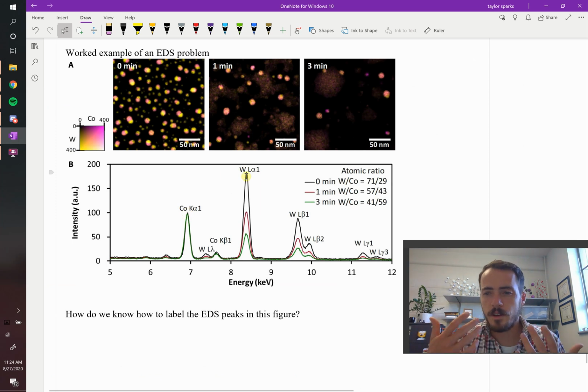So that's where these transitions come from. That's what the K alpha 1, L alpha 1, all these different names mean. But how would you go about labeling this if these weren't labeled? Well, what you would do is take a look at this plot, and the energy's in keV, right? So this first peak happens just before 7 keV, maybe 6.9 or something.